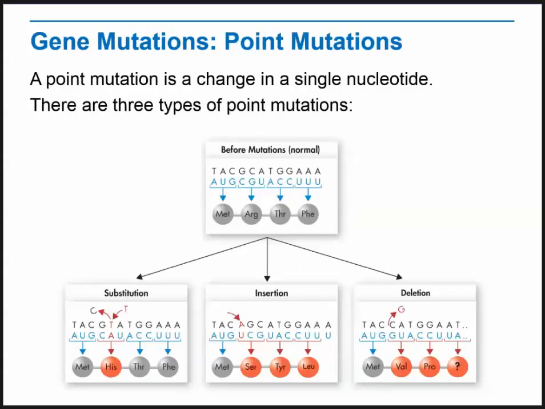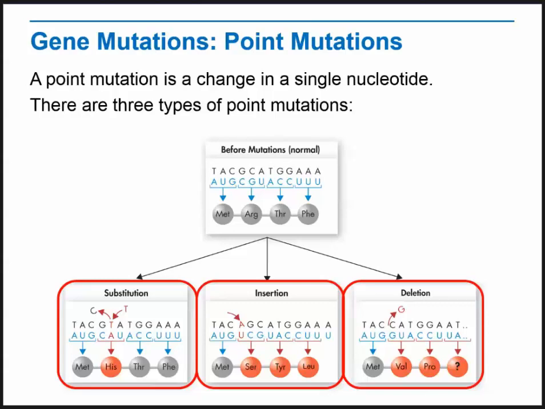Changes in a single nucleotide can affect the amino acid sequence of proteins. Point mutations include three types: substitutions, insertions, and deletions. You'll learn more about each mutation in the coming slides. Point mutations generally occur during replication. If a gene in one cell is altered, the alteration can be passed on to every cell that develops from the original one.